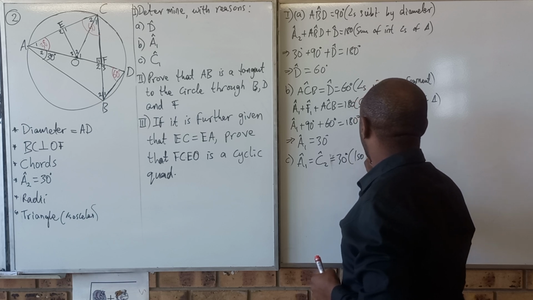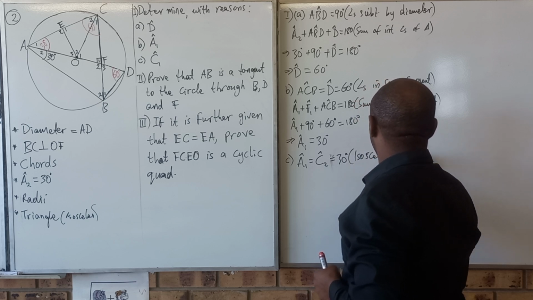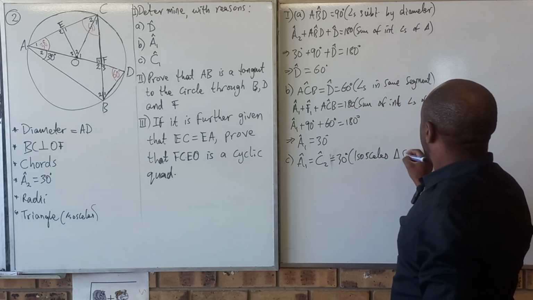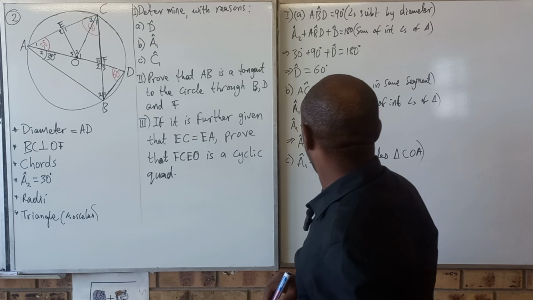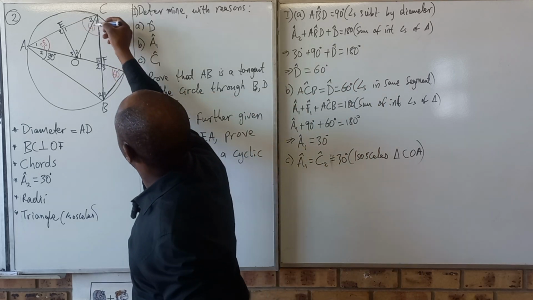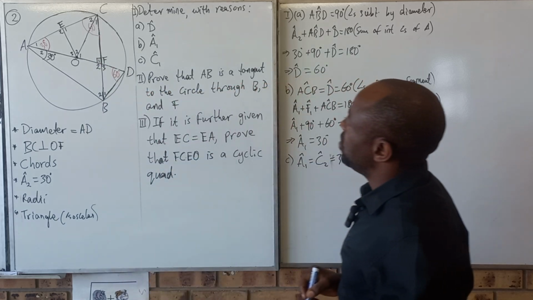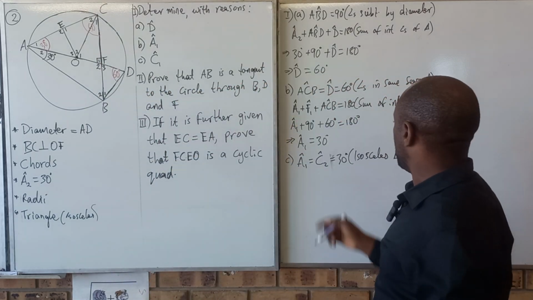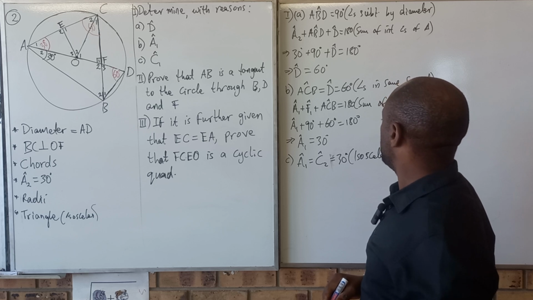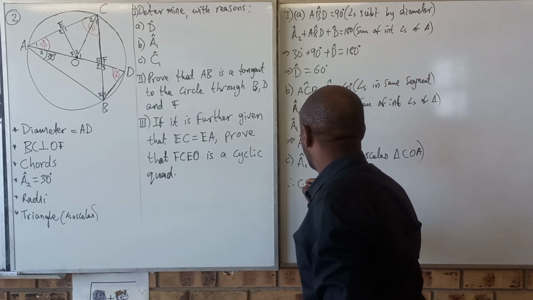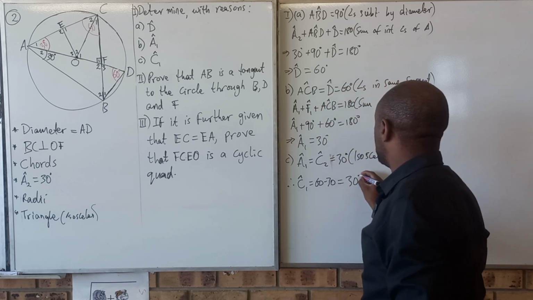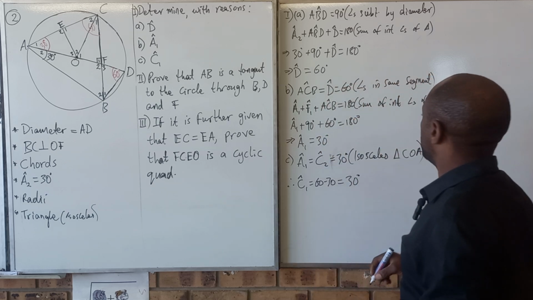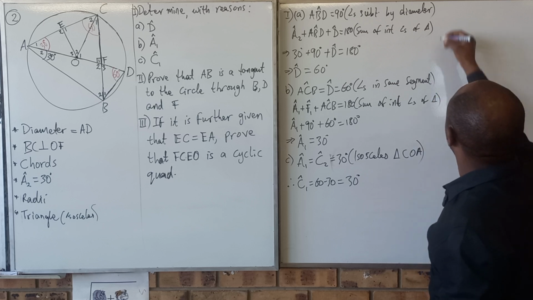So how did I see that? I saw an isosceles triangle COA. So in that way, it will be easy to get C1, because we can already see in the diagram that C1 plus C2 is equal to 60, since we placed our 60 there, and we've seen our C2 to be 30. So therefore, C1 is just 60 minus 30, which gives us 30 degrees. So that's how simple it is that we got to C1.